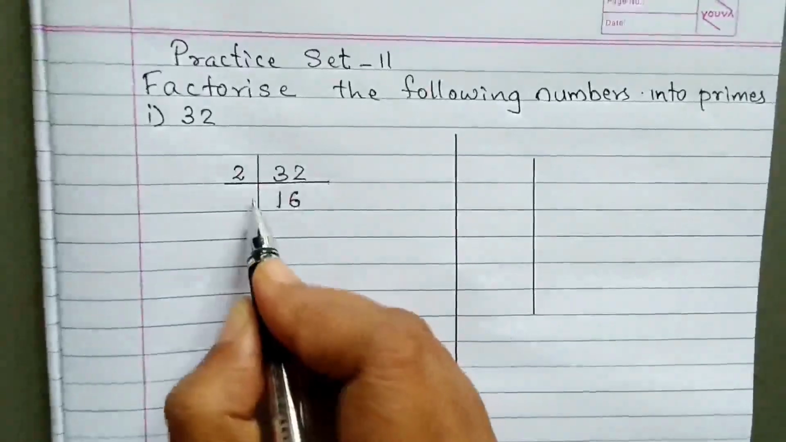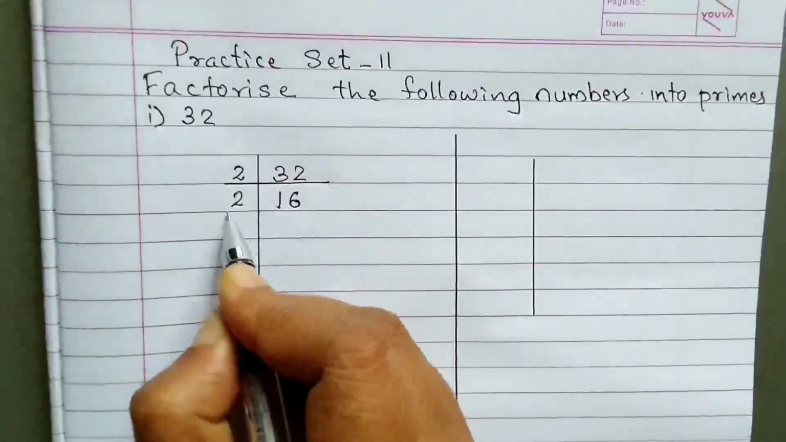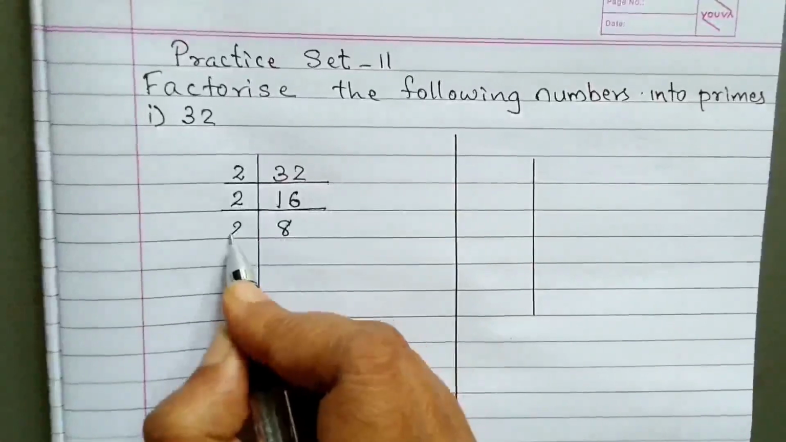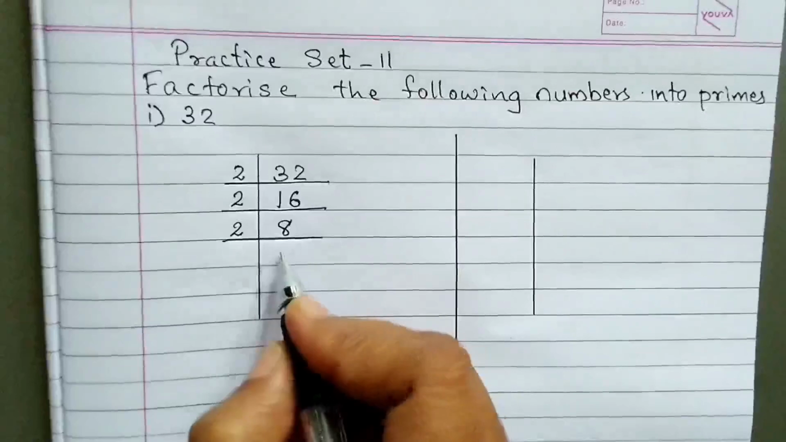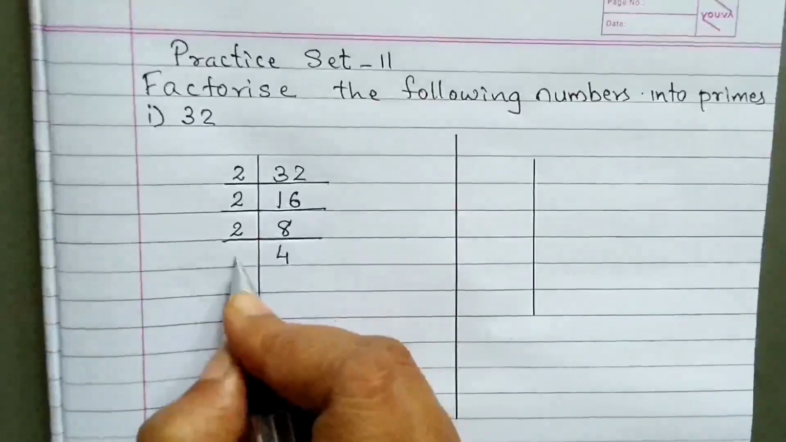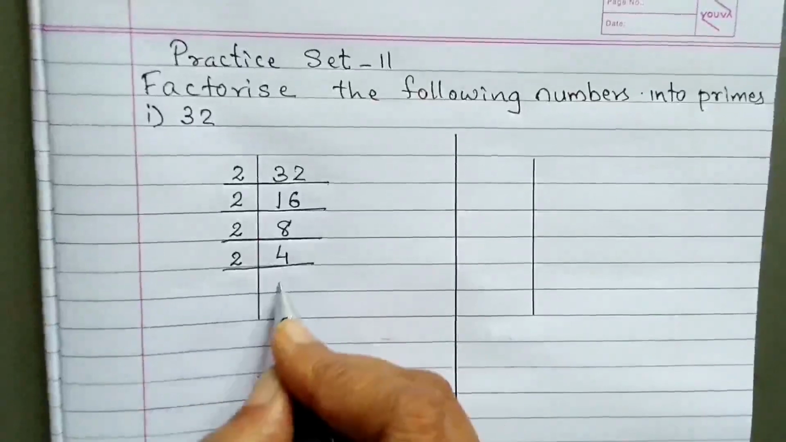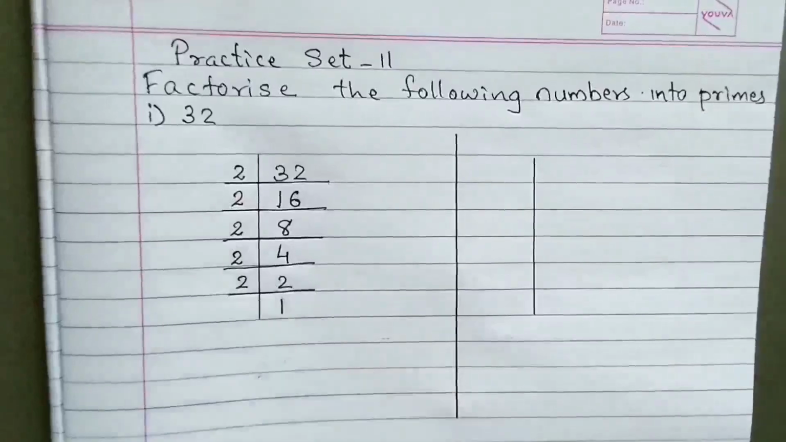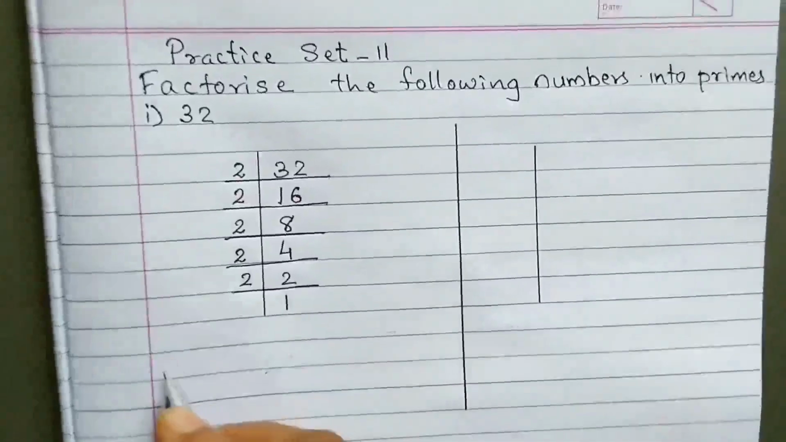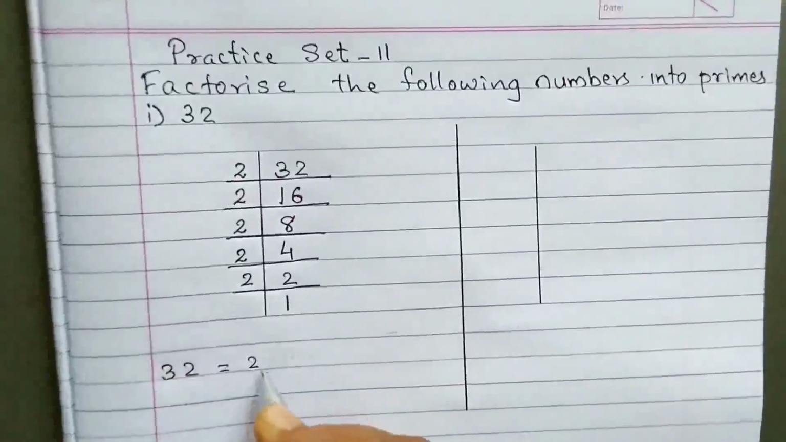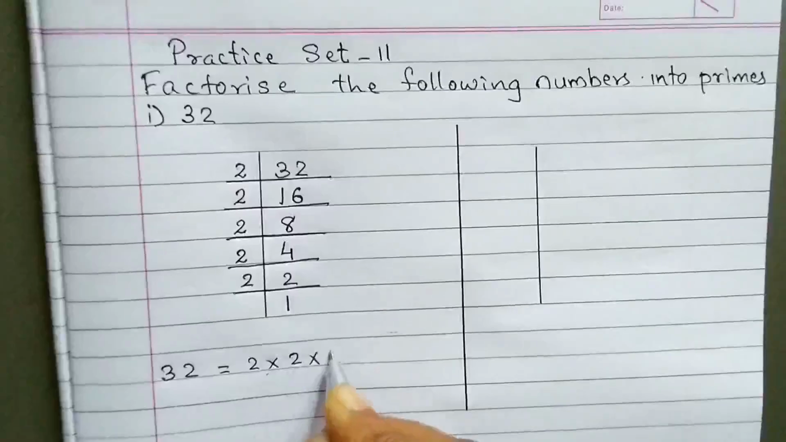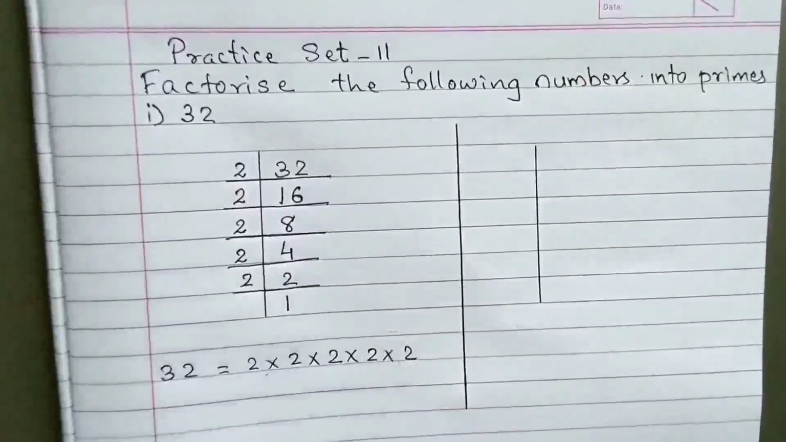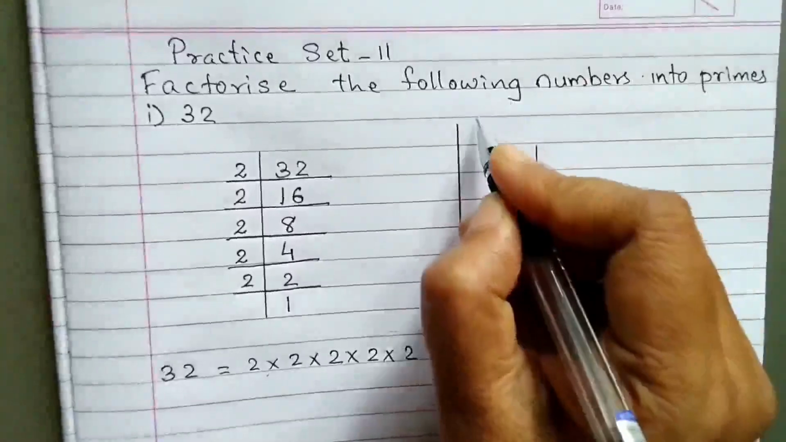Okay. So now again 16 is even, so it's divisible by 2. 2 how many times is 16? 2 8 times. Again 8 is divisible by 2. 2 how many times? 2 4 times. Again you can divide by 2. 2 2s are 4. And lastly, divided by 2, you get the quotient as 1. So you will write 32 as 2 multiplied by 2 multiplied by 2 multiplied by 2 multiplied by 2, that is 5 times 2. Now we will move on to the fourth question.